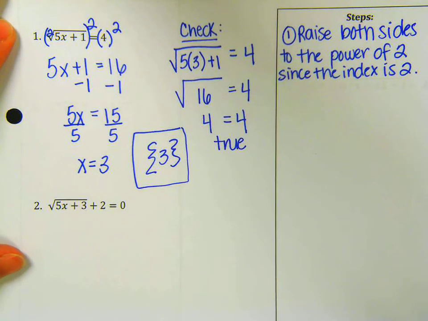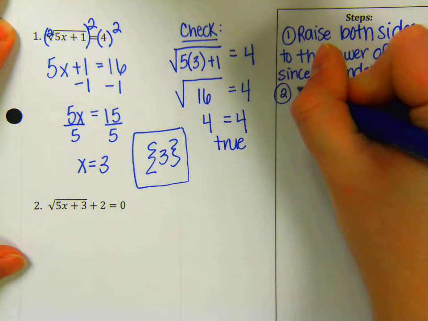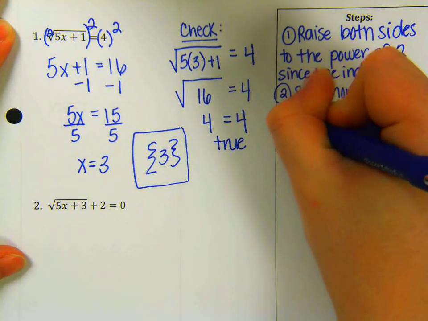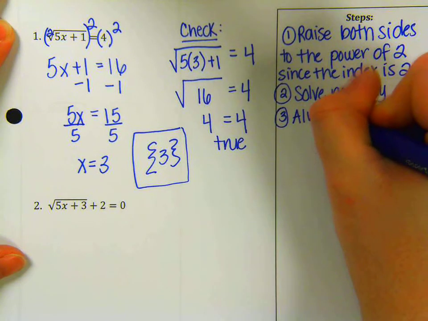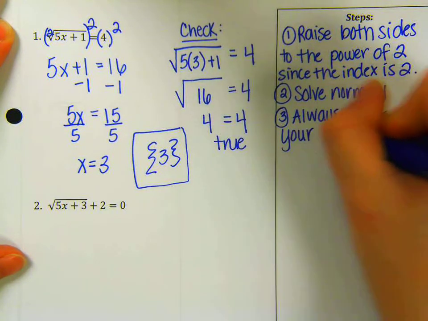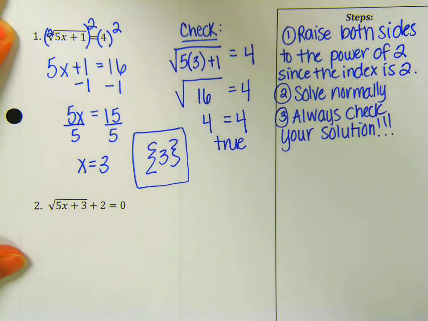And that's how you'll see it on a test. If it's multiple choice, they'll put it in the curly brackets. So we raised both sides to the power, solve normally, and always check your solution. Definitely the most important part, because you can get an answer, but if you don't check it and it doesn't work, you'll still get the wrong answer in the end.